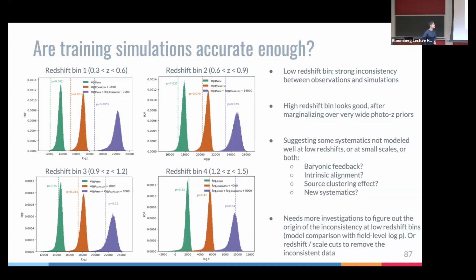Yes, exactly. It could be, for example, that the intrinsic alignment redshift evolution is not modeled correctly, so the low redshift has some issues, or baryonic physics at small scales, or source clustering, or maybe some other systematics. This is something that we have been trying to figure out. Ideally, we could improve our modeling to make our low redshift look better. But if that doesn't happen, we are probably just going to do some more conservative scale cuts or redshift cuts to remove the inconsistency.